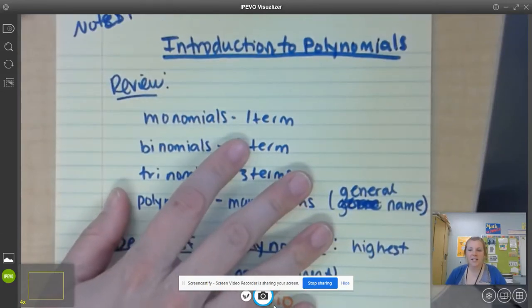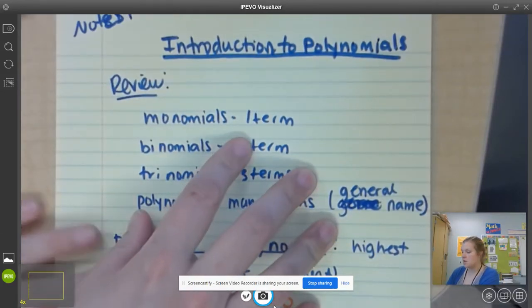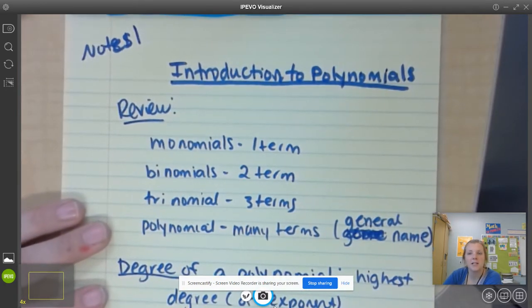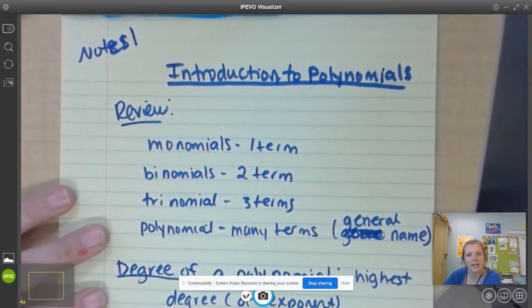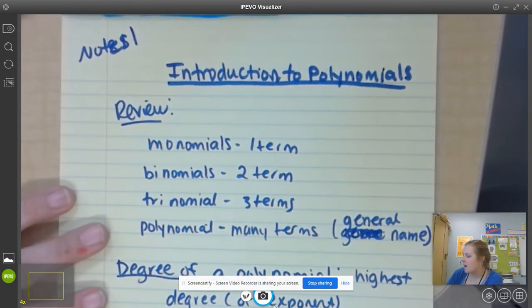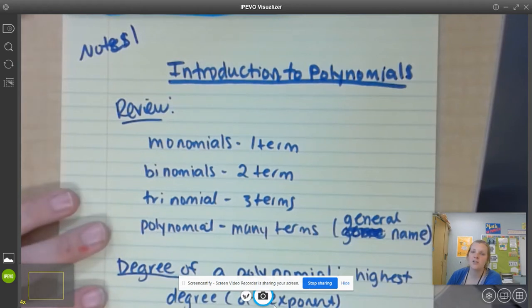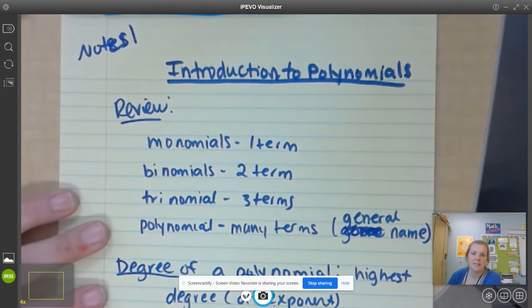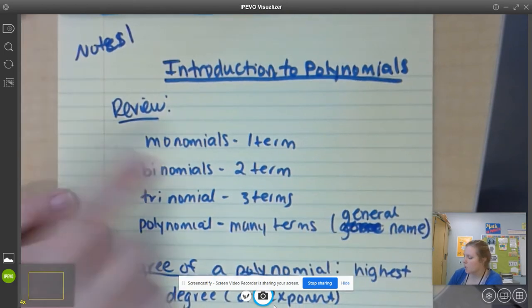Hello. We're going to continue working on polynomials, and now we're going to learn how to add, subtract, multiply, and divide them over the next couple weeks. So today we're just going to start with introduction, basic facts about polynomials, and how to write them in standard form and stuff like that.